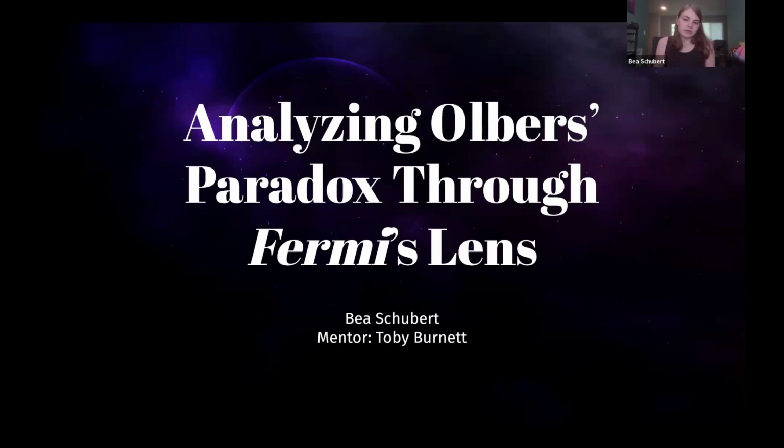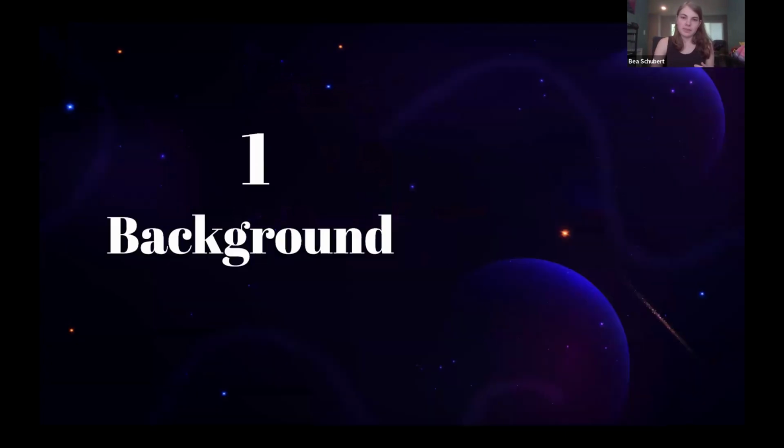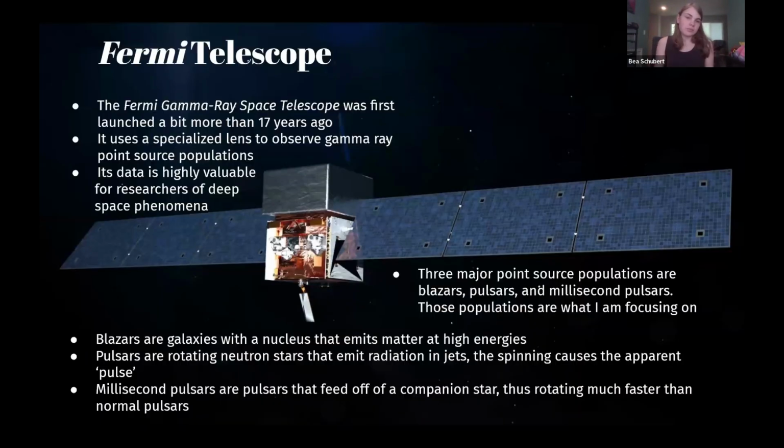Hello, I am Bea Schubert, mentored by Toby Burnett, and over the summer, I have been analyzing Olbers's paradox through Fermi's lens. We are going to begin with the background. The Fermi Gamma Ray Space Telescope was first launched a bit more than 17 years ago, and it uses a specialized lens to observe gamma ray point source populations. The point source populations that I will be looking at are blazars, pulsars, and millisecond pulsars.